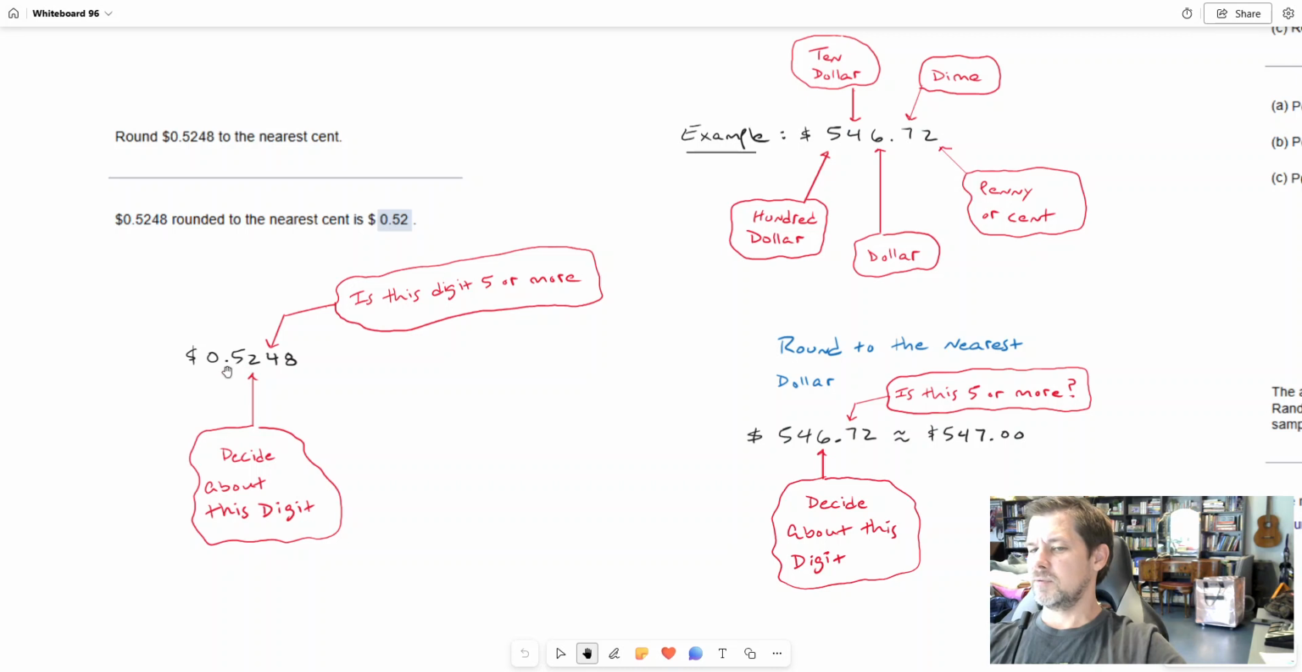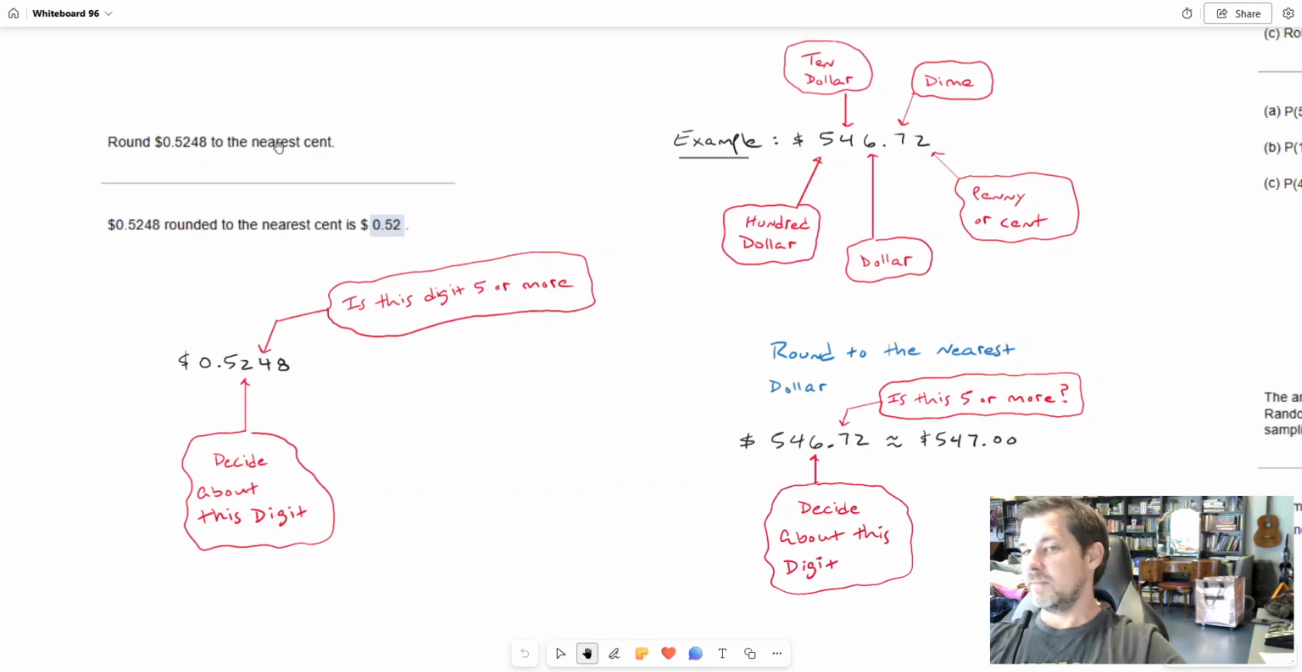How does 0.5248 round to the nearest cent? By our rules for rounding, it's just 0.52. Okay. All right, so maybe the vocabulary might change a little bit when we're dealing with money, but the method is not going to be any different.